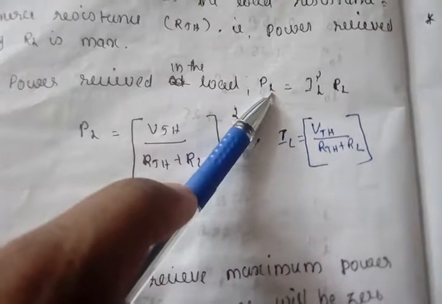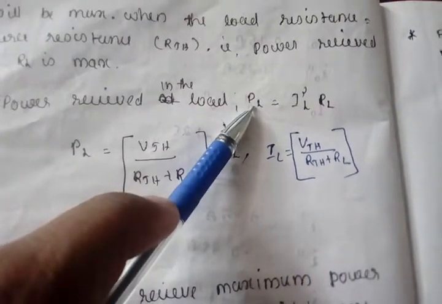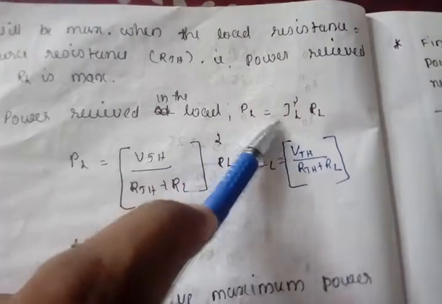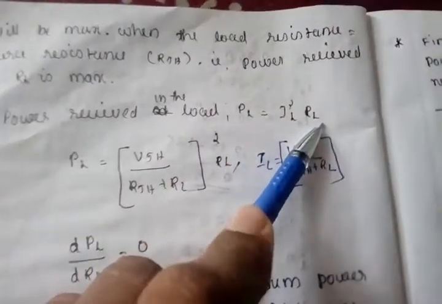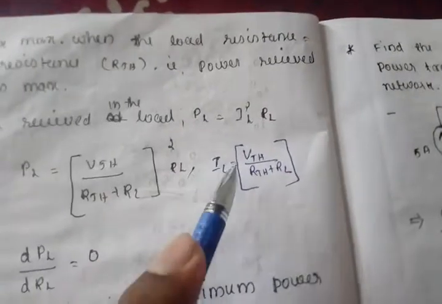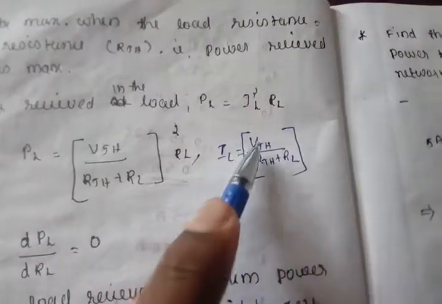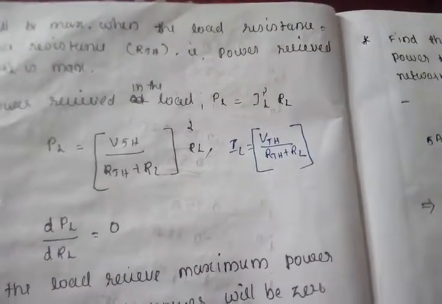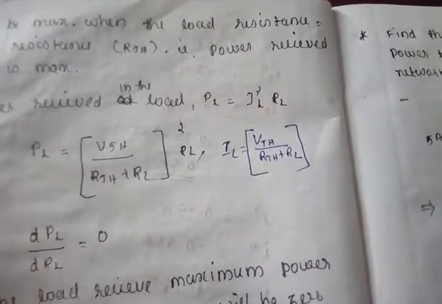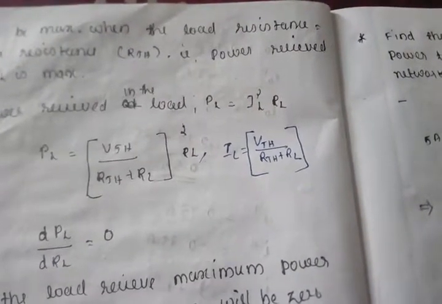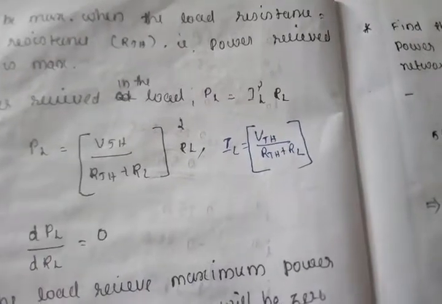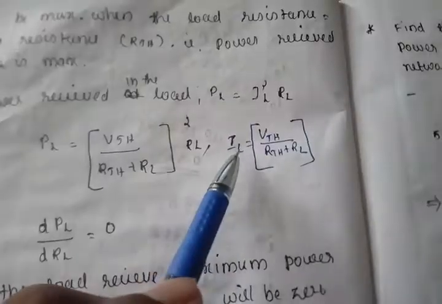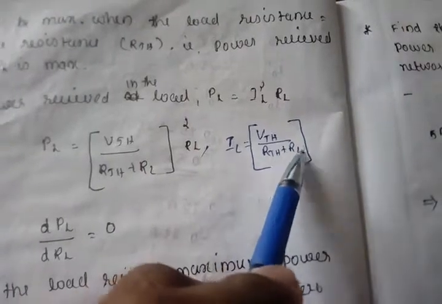We can now look at the proof of the maximum power transfer theorem. Here the power received by the load is PL equal to IL square into RL. We know that in a Thevenin's circuit IL is equal to VTH by RTH plus RL. To understand that we have to watch the video of Thevenin's theorem. The link of that video is in the description. Here IL is equal to VTH by RTH plus RL.